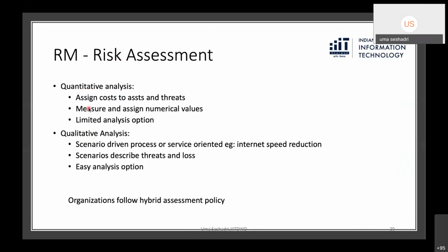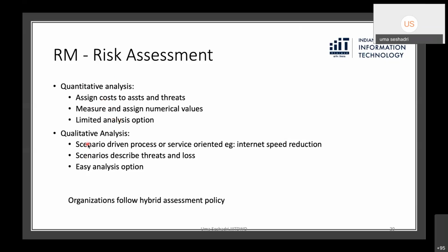You assign the value to all your assets and threats and measure, and then you see what is the maximum exposure I have. Based on that, you can always say how much you want to protect, how much you don't want to protect. So it is more of a cost-based analysis.